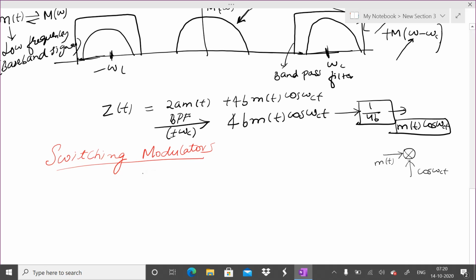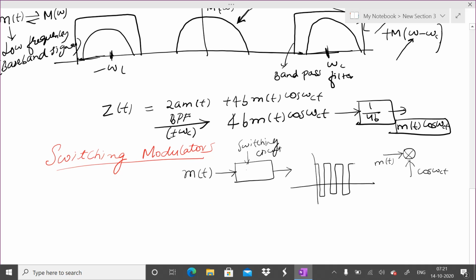See, switching modulator means, suppose you have a message signal, and you apply it to some circuit, we call this a switching circuit. Switching circuit means that it will generate some on-off signal like this. So this circuit is getting on and off according to the message signal.